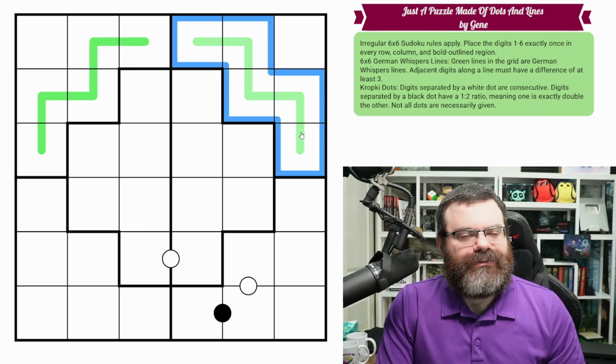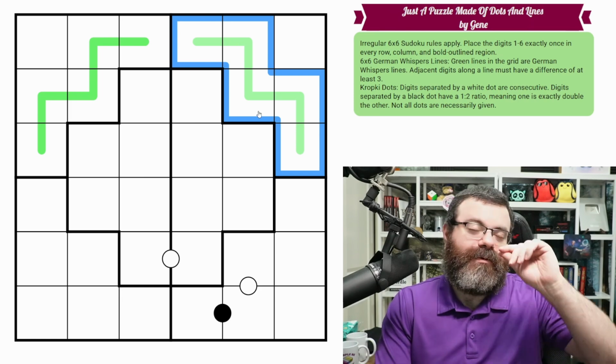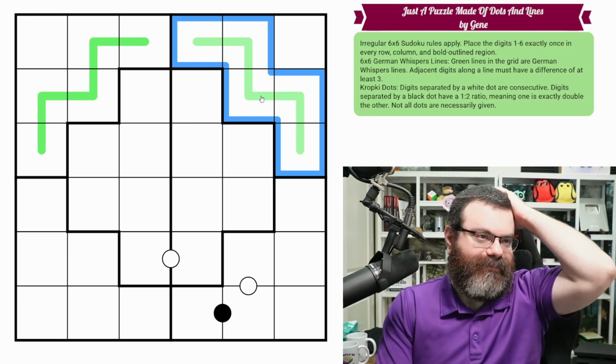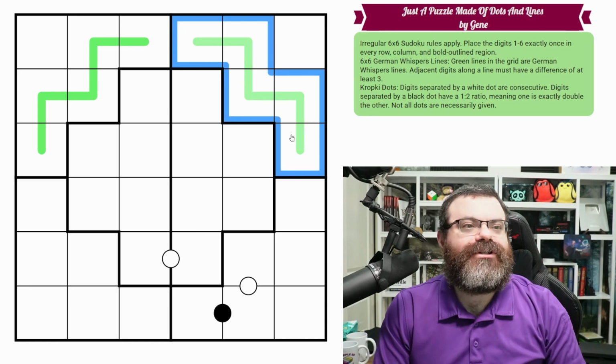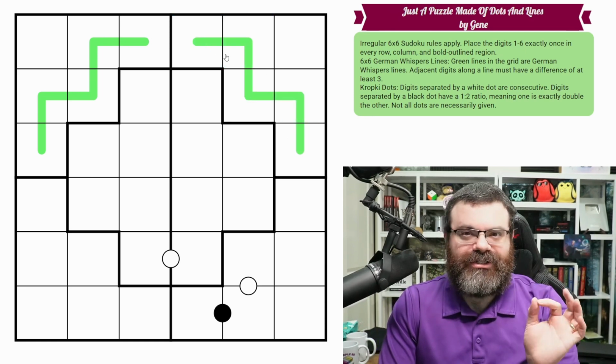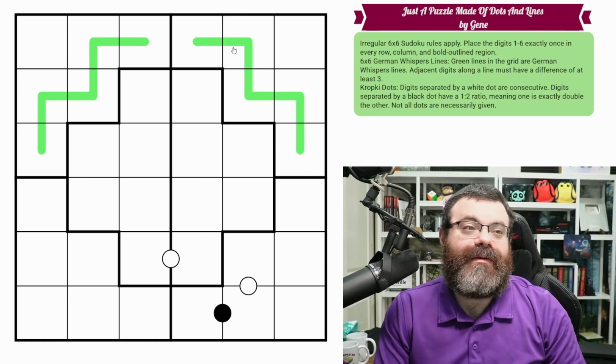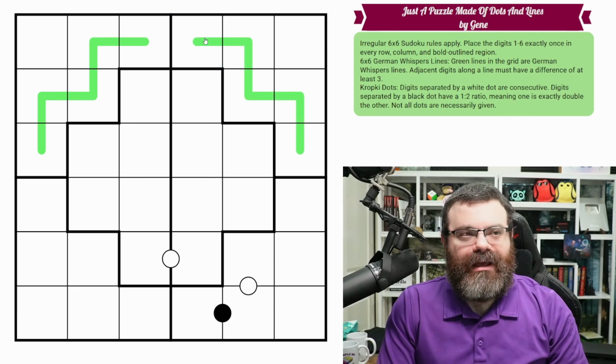Okay, German Whisper hitting most of the cells is a bit interesting. Let's talk about a few properties of German Whispers that may or may not be helpful in this puzzle, but they will be helpful in general as you encounter them. So 6x6 German Whispers, you've got to think about it a little bit differently than 9x9, but the concepts are similar.